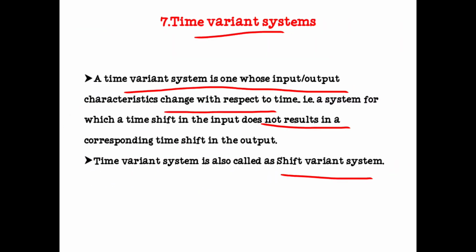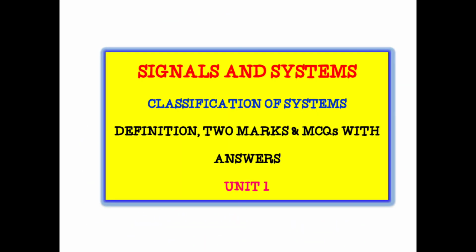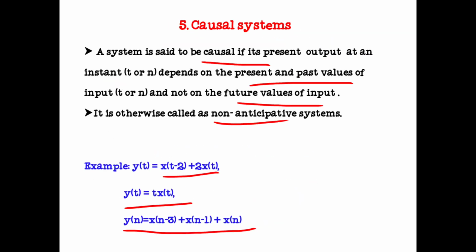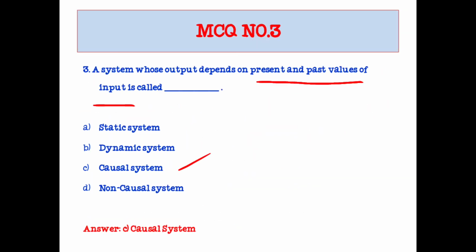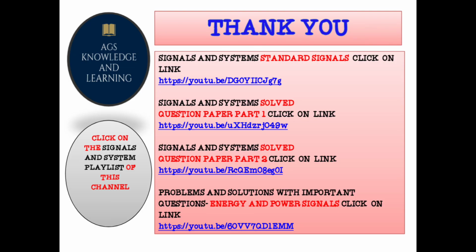Since the topic is classification of systems, I have explained the definitions. In that, the 2 marks questions I have taken. From that also, MCQs with the relevant answers I have given. So go through the video. You can write differences between different systems: CT, DT, static, dynamic, and other names of the systems, as differences.